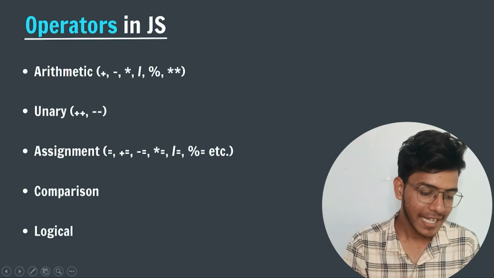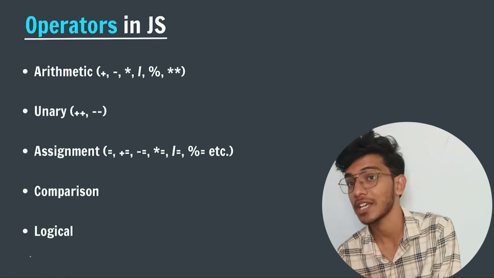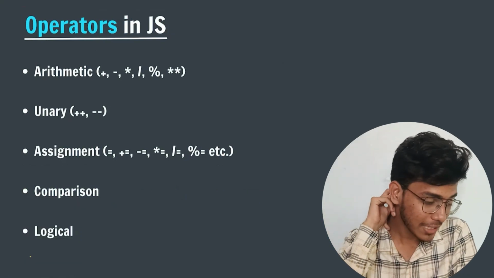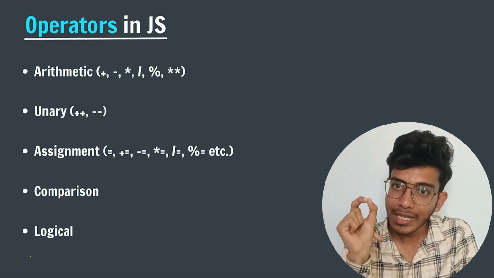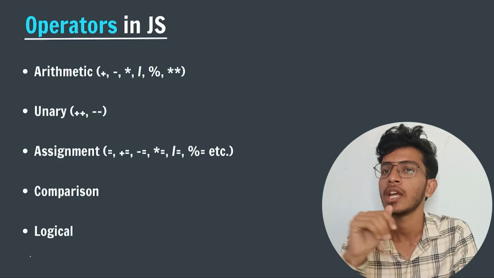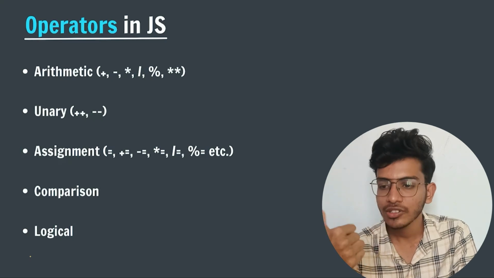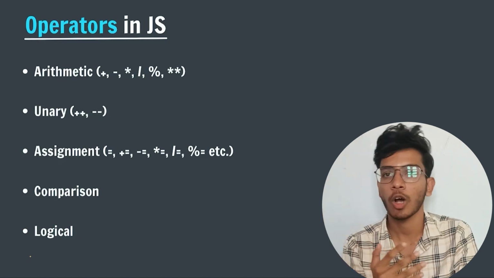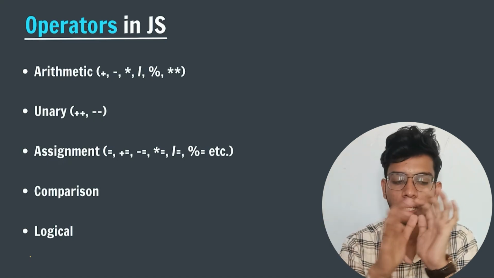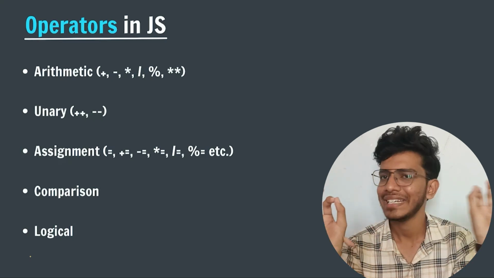Now the next thing we are going to study in JavaScript is operations. In the first session I told you that we are going to study operations in detail. We have different types of operations in programming: arithmetic operations, unary operations, assignment operations, comparisons, and logical operations. Now let us talk about them in detail.